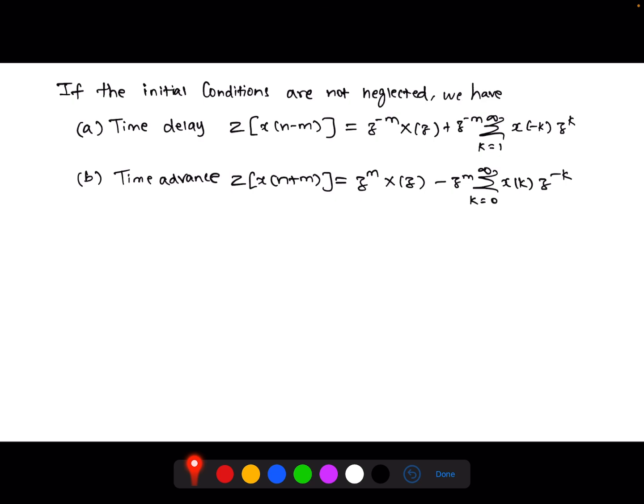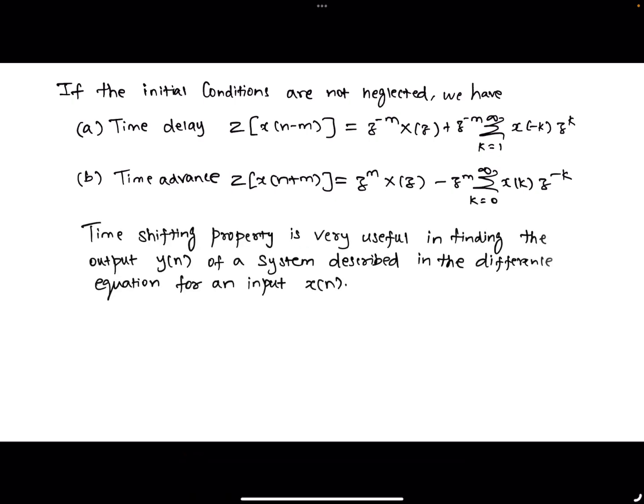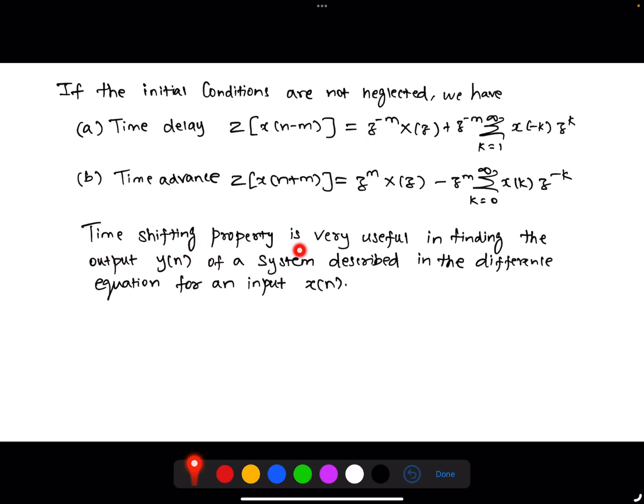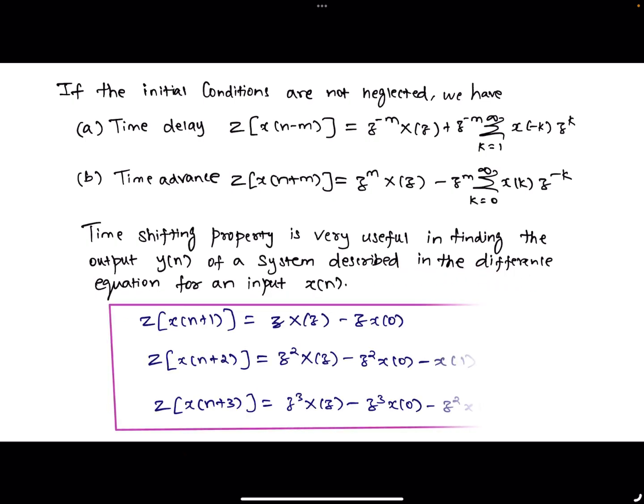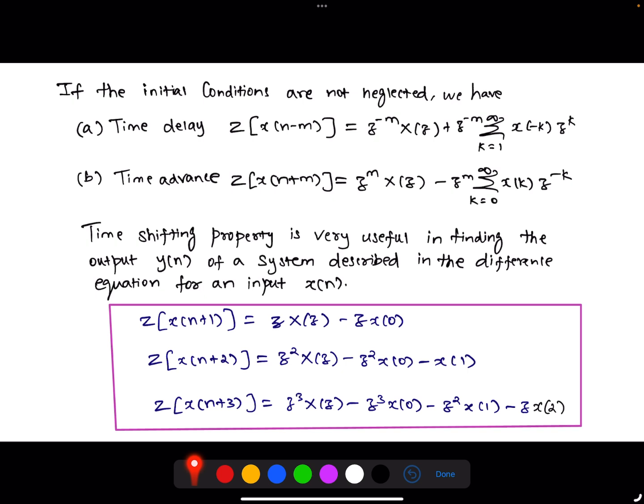Now these difference equation concepts will be dealt with using the time shifting property, and we can arrive at the formula for difference equations here. So the time shifting property is very useful in finding the output y of n of a system described by a difference equation for an input x of n. So we have the formulas here.